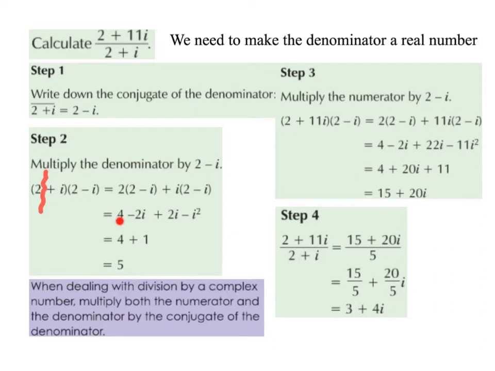2 by 2 gives me 4. 2 by -i gives me -2i. +i by 2 gives me +2i. And +i by -i gives me -i². Now I see that -2i and +2i will cancel.